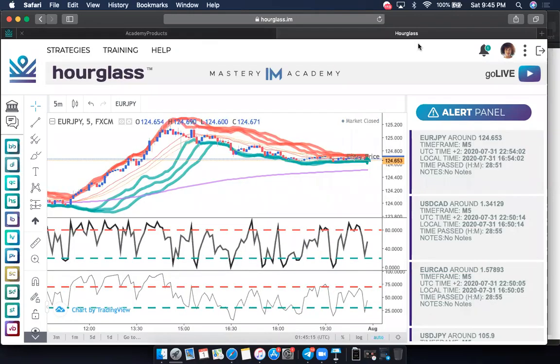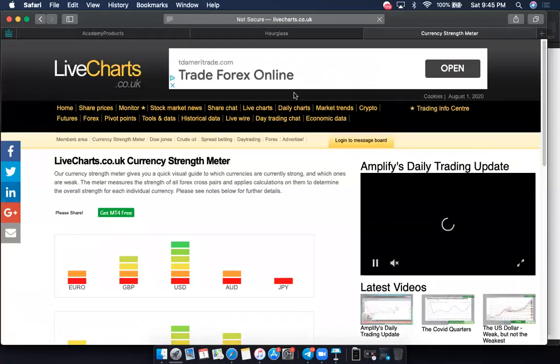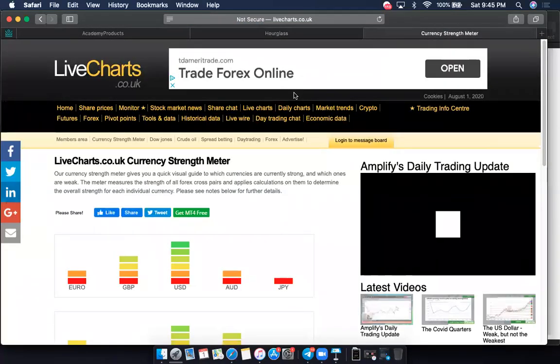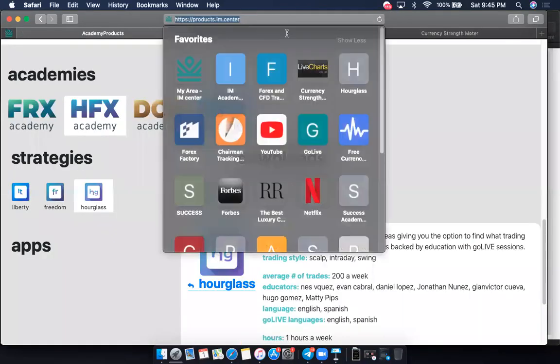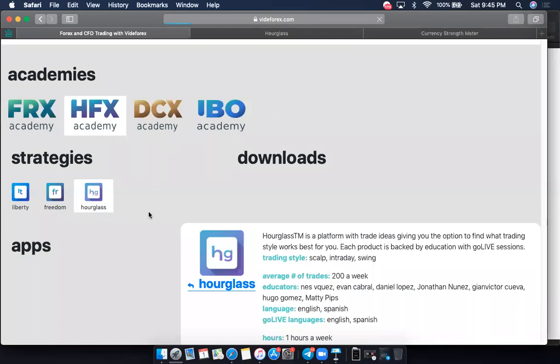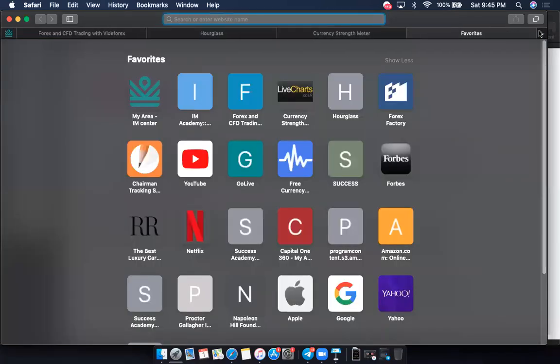Once I have my Cashtrap open, the next thing I wanna open up is my currency strength meter. I wanna make sure I have my currency strength meter in place, all right? Obviously, the next thing that you wanna open up is your broker. I use VitaForex.com, right? And then the next thing that you wanna open up in the beginning, before you trade, before you look at anything, just like David mentioned, you wanna look at ForexFactory.com.